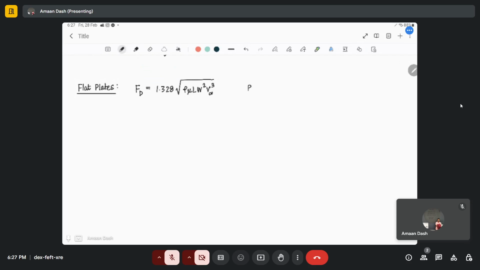And this is for Reynolds number from 0 to 5 times 10 to the power 5, which is the critical Reynolds number for transition from laminar to turbulent flow for flow over a flat plate.